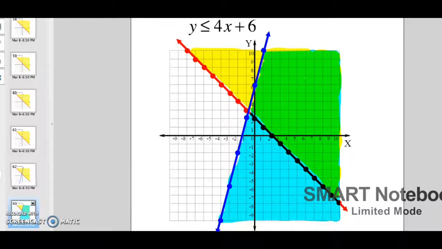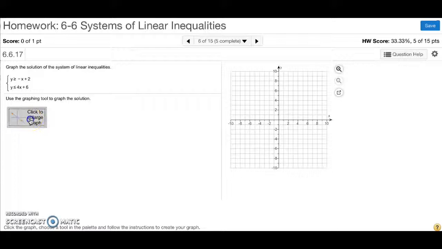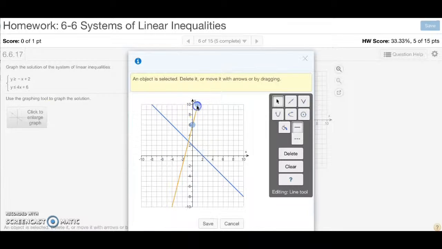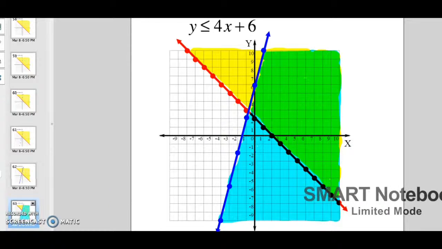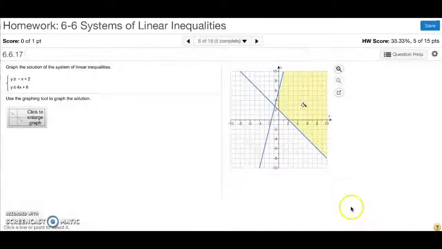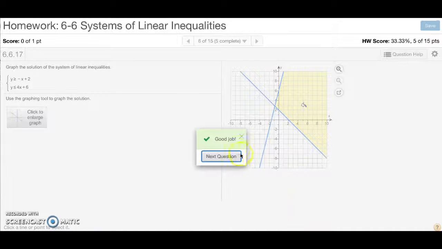So let's graph that on MathXL. So click to enlarge graph. Solid line for both of them. My first one has a y-intercept of 2. I'll go down 1 to the right 1. The second one has a y-intercept of 6 and a slope of 4, so go up 4 over 1. So then I shade, looking at my graph, my shaded portion is over here. So I'm going to click the paint bucket, shade over here, press save. And there's my graph for number 6.